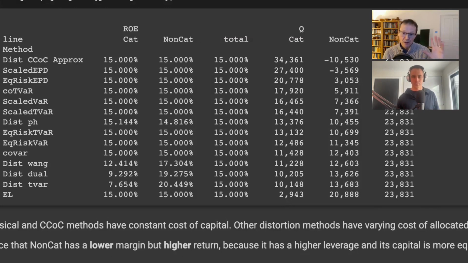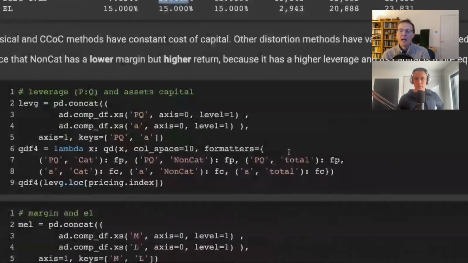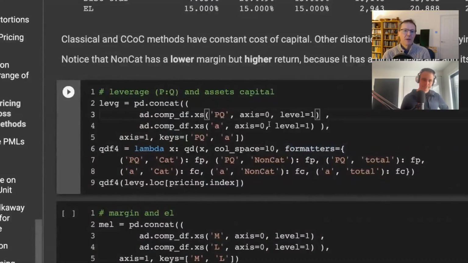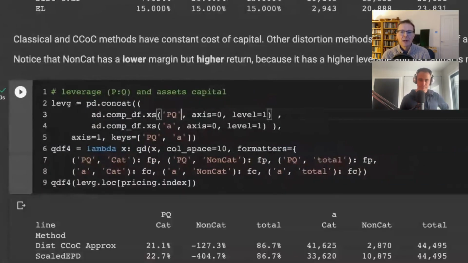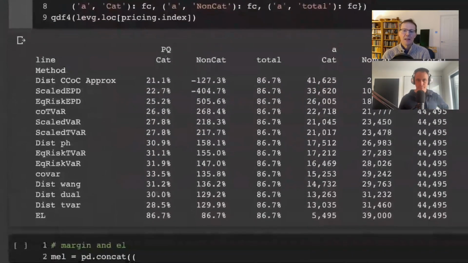The distortion methods look at where that capital is in the tower and what the likely cost of it is going to be. And you get differentiation in return for the two different units. It's not necessarily what you would expect. The cat line has lower return, but much higher margin, lower loss ratio, lower leverage. Okay. And then we can come in on the capital allocation. So let's look at the leverage, and this is the asset allocation.